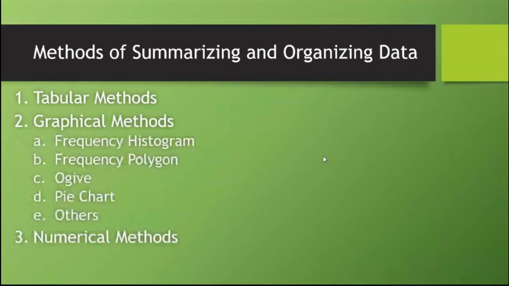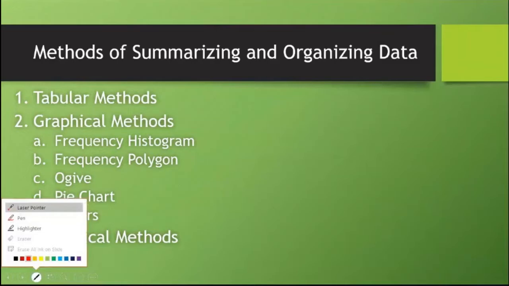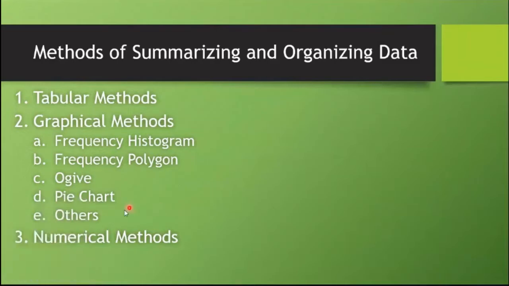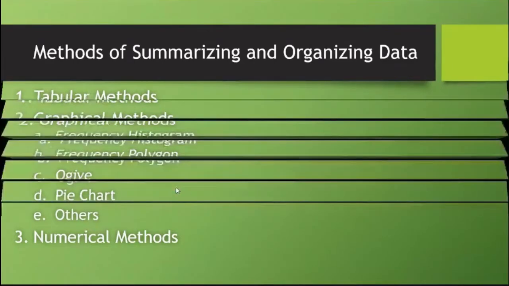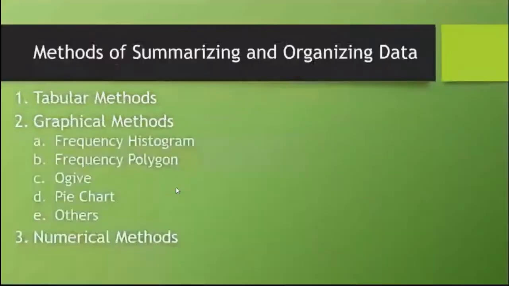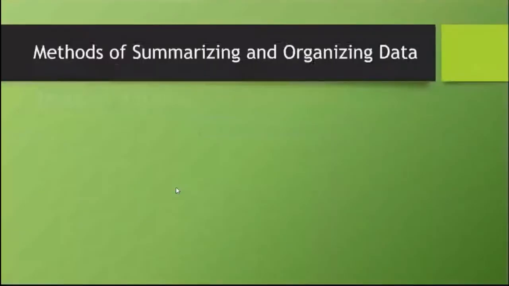This includes the frequency distribution or the frequency histogram, the frequency polygon, the ogive, the pie chart, and some other notable graphical methods. Okay, let's start with the frequency histogram. This is an example of a frequency histogram.